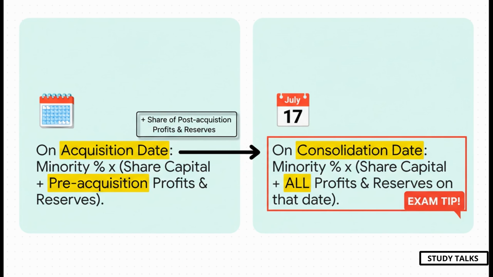Now you have to watch out for this one, because ICAI absolutely loves to test the details here. There's a huge difference between calculating minority interest on the day you buy the company versus on the day you're preparing the balance sheet. At the start, it's just their percentage of the share capital and whatever profits existed before you bought them. But later on, you have to include their share of all the profits made since you bought them too. You've got to update it.